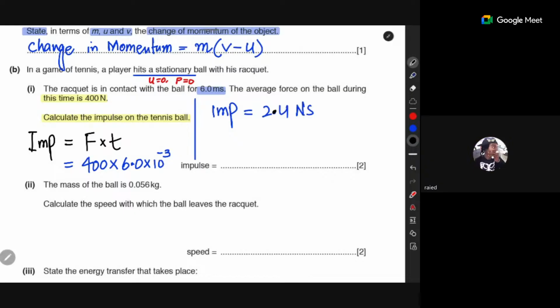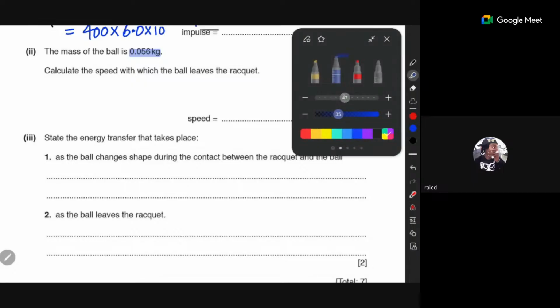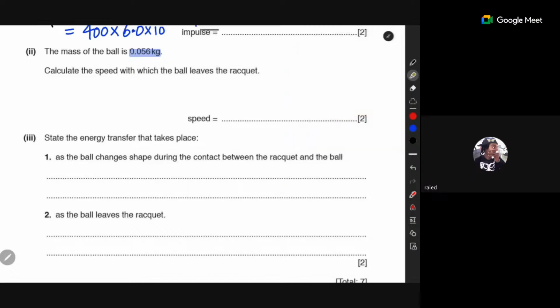Okay, let's move ahead. The mass of the ball is 0.065 kg. Now I have the mass available, that is why I can apply the formula of the impulse. Okay? Is that understood? Yes, sir. Okay. Now see, mass is given to you and you can calculate the speed at which the ball leaves the racket. What we have to calculate is the speed.